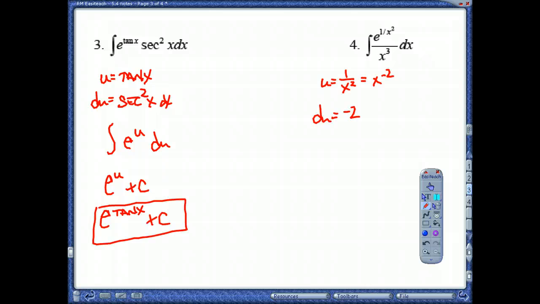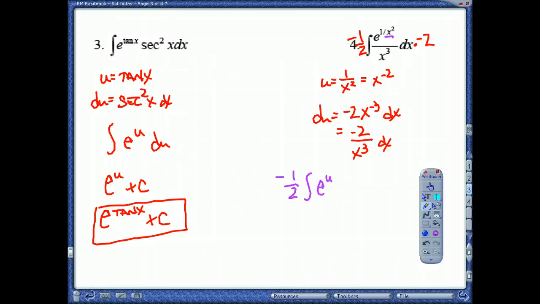Derivative, I get negative 2x to the negative 3. Well, that's just negative 2 over x to the third. I have my 1 over x to the third. I need negative 2 over. So I'm going to multiply by negative 2, counteract that with a negative 1/2. So now, boy, that's a lot of red. I'm going to change it. There we go. 1/2. I have my e to the u. And then all of this right here is my du.